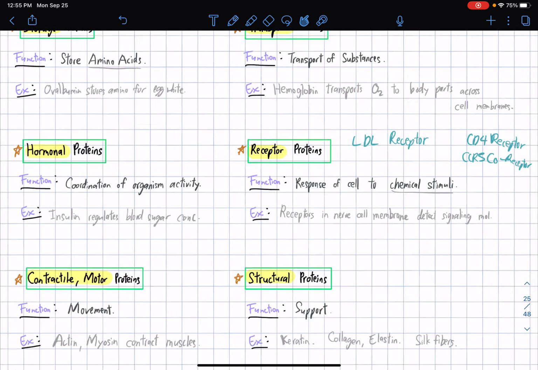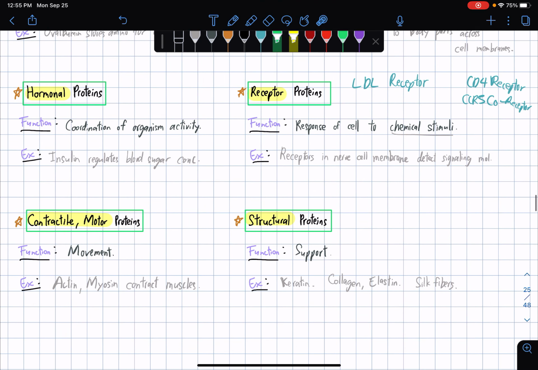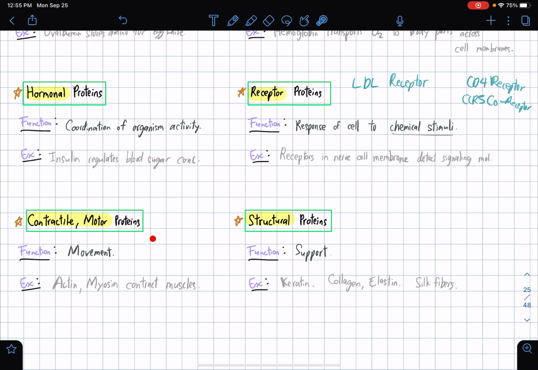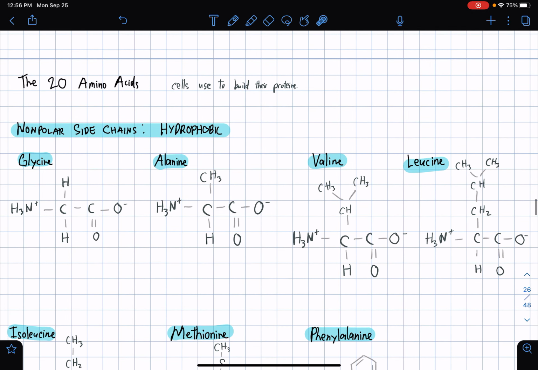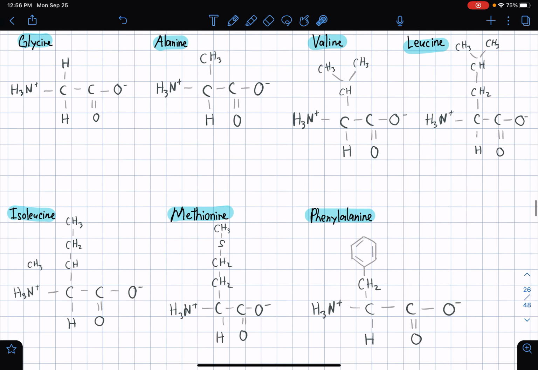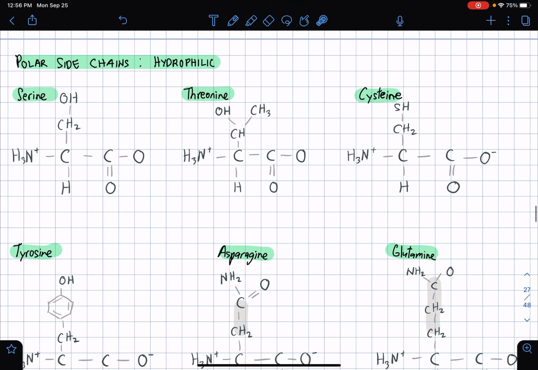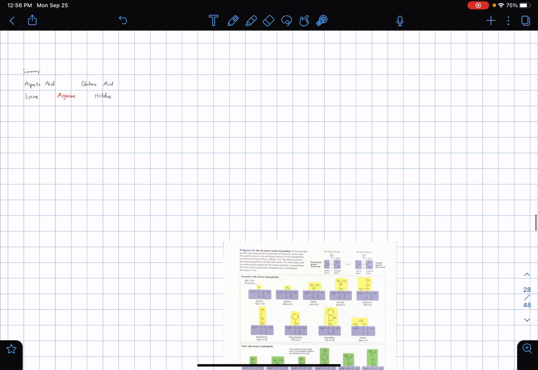But anyways, for contractile or motor proteins, this is basically for movement. This is for the muscles. And for structural proteins, we have support. Keratin for the hair, collagen for the bones, elastin, etc., silk fibers. So more on this later. Yeah, we'll have a part 2.